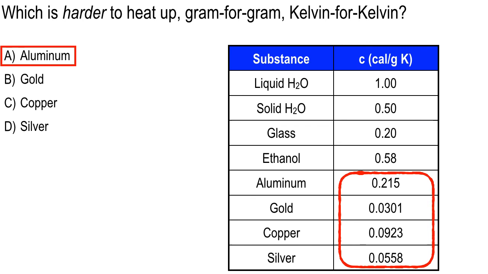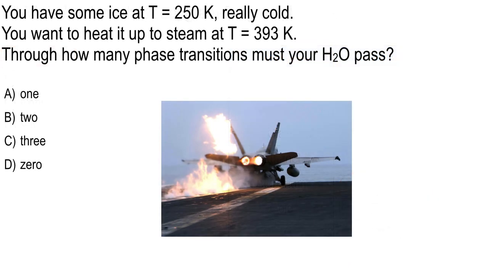Brian, as a consolation prize for those of us who got that one wrong, can we go back and do the first one? No. But do try this one. You have some ice at 250 K, really cold. You want to heat it up to steam? Oh, you mean like on the homework? How many phase transitions? Go ahead and start.